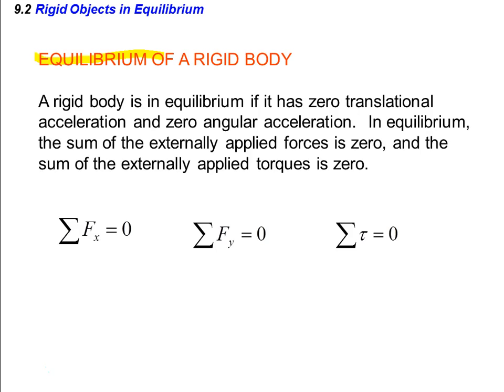Translational equilibrium is what we did with Newton's laws: if the sum of the forces is zero in both the x and the y direction, we say it's in translational equilibrium. The body is either at rest or moving at a constant speed in the x or y or both. Whereas rotational equilibrium means the sum of the torque is zero, and therefore we have no angular acceleration. We are not speeding up the rate at which we're rotating, so we could either be at rest rotationally or rotating at a constant angular velocity.